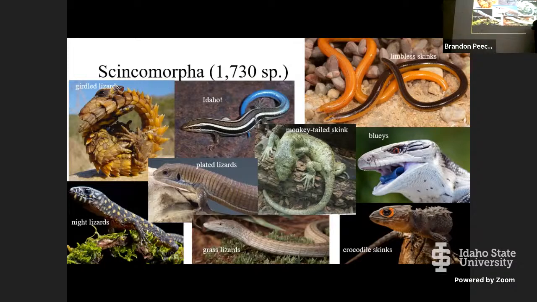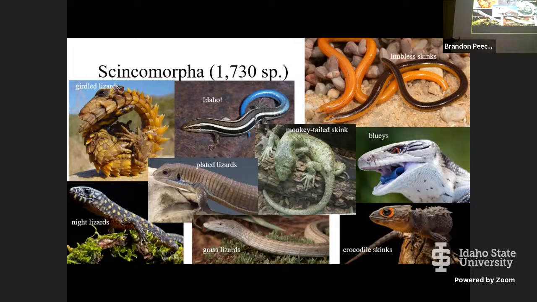These ones are called blueys. They've got blue tongues, which is a threat defense. Google them if you want to. They're fantastic. They're pretty big. When they get scared or they want to scare something off, they stick out their giant blue tongue and just shake it all around. It's very upsetting to see, supposedly. What other observations do we make here?